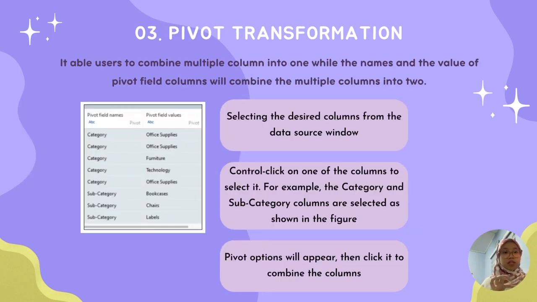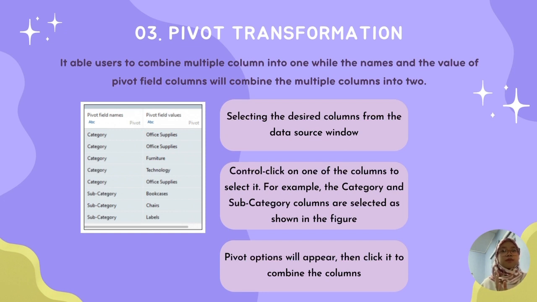For the last one, which is the pivot transformation option, it enables the user to combine multiple columns into one, while the name and the value of the pivot field column that we select will combine the multiple columns into two. So for this example, I select the desired columns I want to pivot, to combine, which are the field name and the category and the subcategory column.